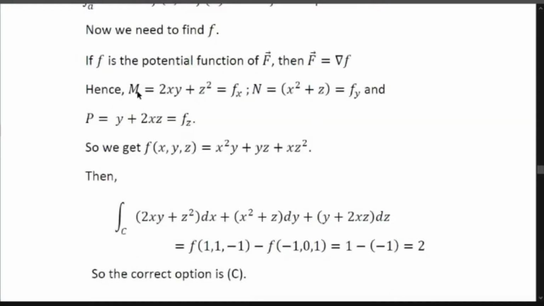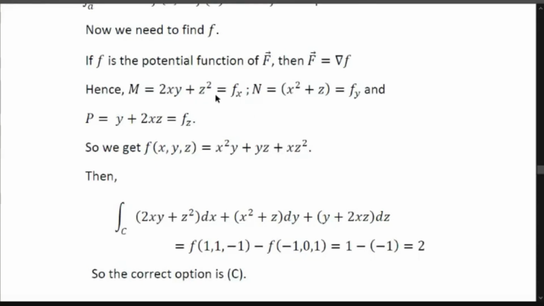So once you have a potential function f, then the vector field is dou f by dou x i plus dou f by dou y j plus dou f by dou z k. So m is actually fx, which is dou f by dou x, n is fy, and p is fz. So using these facts, you have to find out the potential function. In most of the cases, you can guess the function.